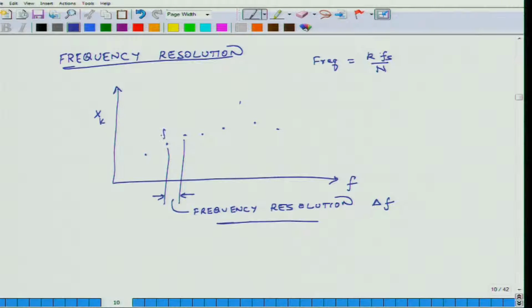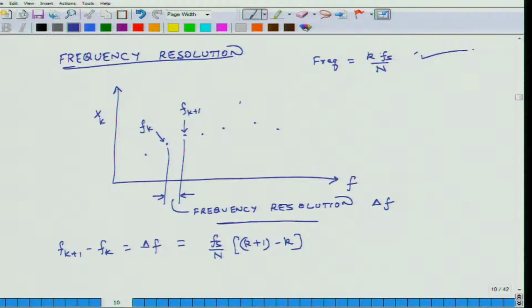So if this frequency is f1, this frequency is f2, then f2 minus f1, or I can make it more general, this is Fk and this is Fk plus 1, then Fk plus 1 minus Fk is the resolution delta F, which is Fs over N times k plus 1 minus k. I am just using this relation. So this is nothing but Fs over N, or I can express this as 1 over N over Fs.